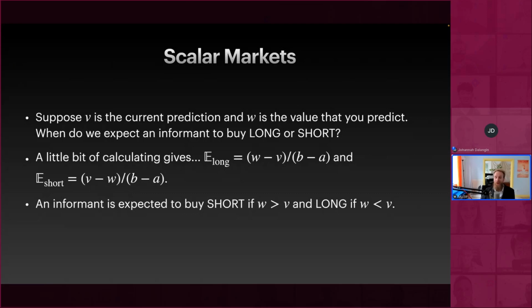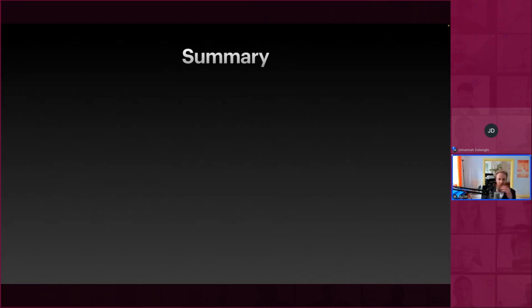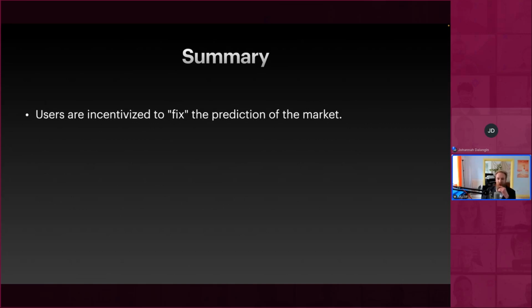So again, this is the same experience that we've had with the categorical markets. The traders are incentivized to change the prediction if they think it's wrong, and if they get it right, they get rewarded. So, to summarize: our users are incentivized to fix the prediction of the market.